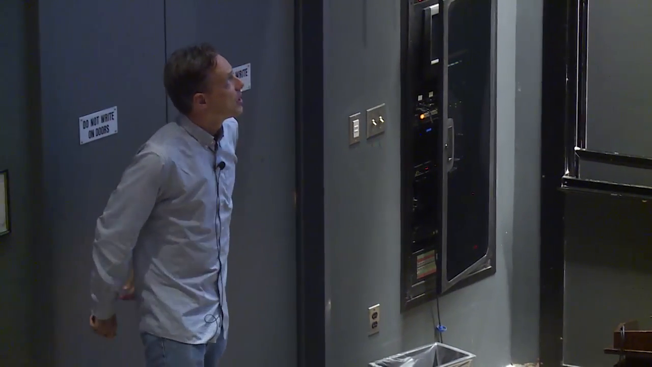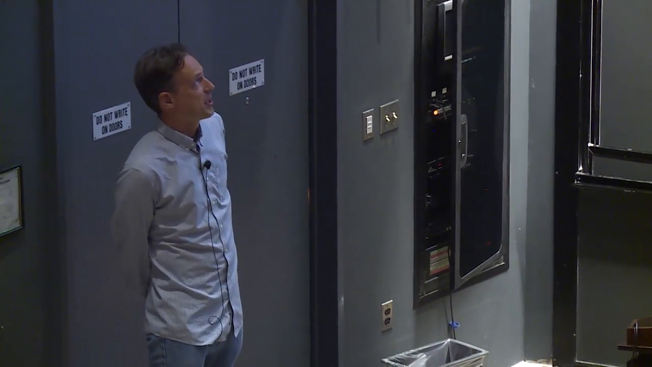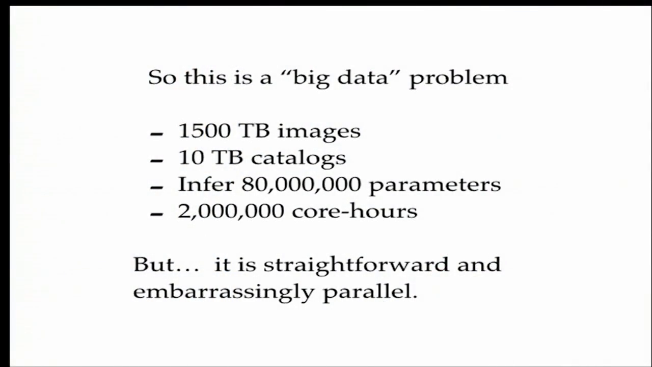Okay, so in one way this is a big data problem. There's about 1,500 terabytes of imaging boiled down to about 10 terabytes of catalogs, and we're inferring 80 million parameters for the 80 million volume elements of this map. And it takes about 2 million core hours to run. But is it really a big data problem? It's really the same little problem just done billions of times. It's straightforward and it's embarrassingly parallel. That doesn't mean it didn't take us years to do it, but in the grand scheme of things, this is a very straightforward problem.